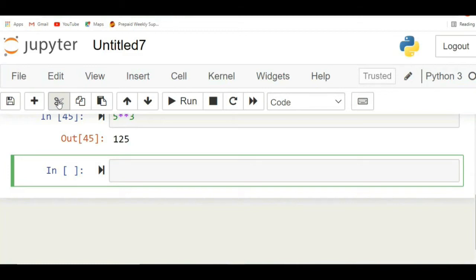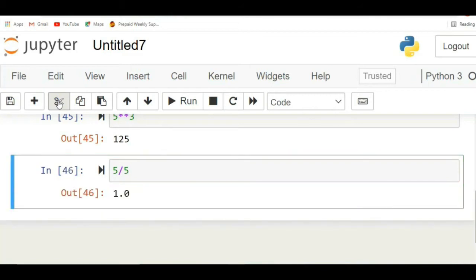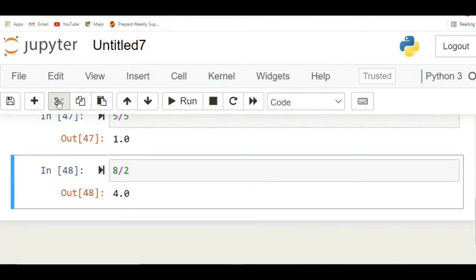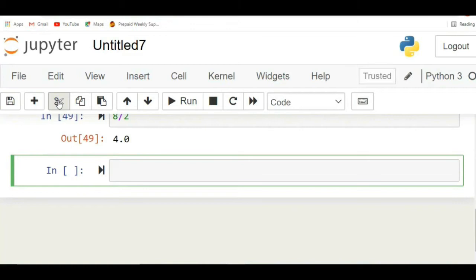Okay, and now we shall write a little more. 5 divided by 5, of course our answer should be 1. Yes, 5 slash 5, our answer should be 1. Yes, it is 1. Now if I write 8 slash 2, our answer should be 4. Yes, so for division you can write slash.